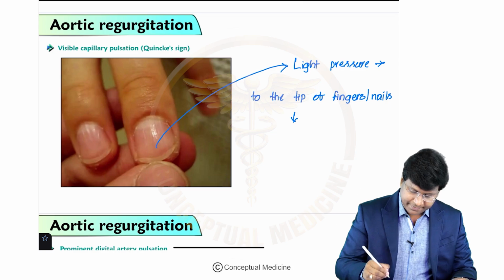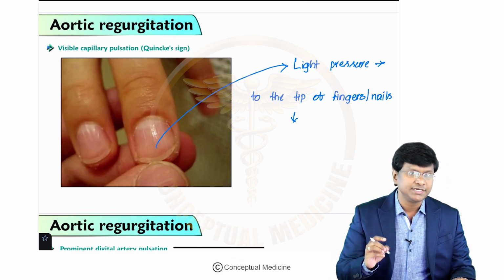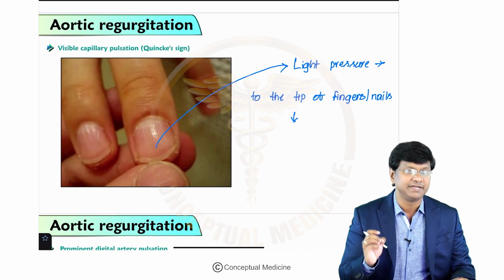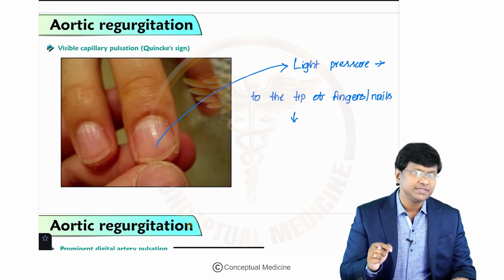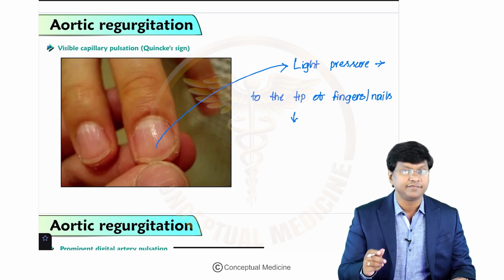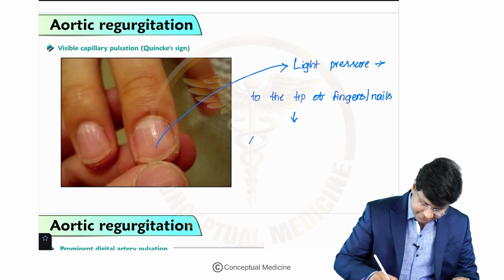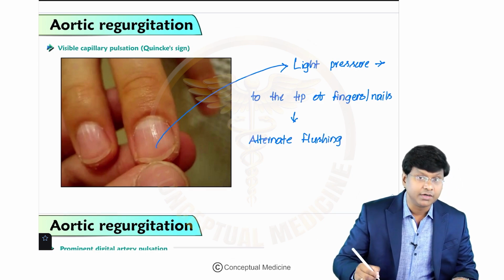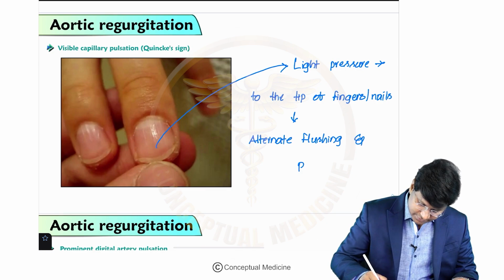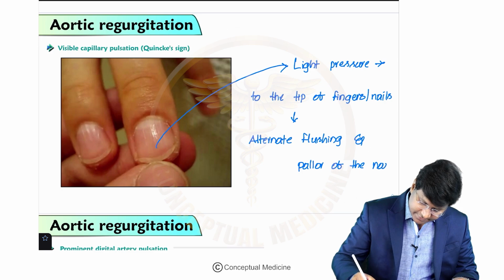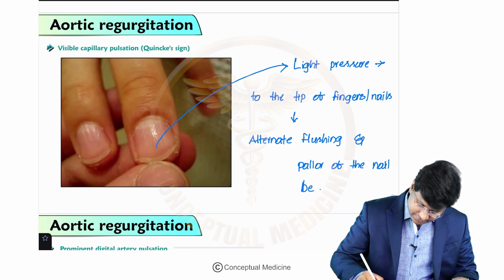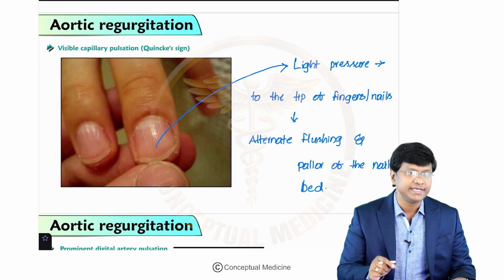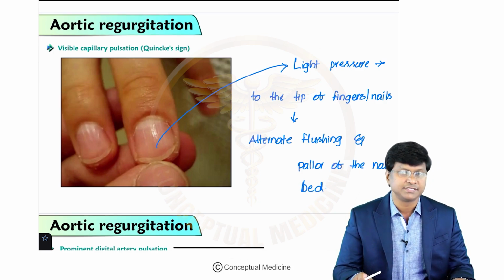And when light pressure is applied to the tip of the fingers or nails, what you will observe is, you can see the digital blood vessels, the capillaries. Within the capillaries, you can observe alternate flushing and pallor of the nail bed. So that is your Quincke's sign, which is nothing but your visible capillary pulsations.